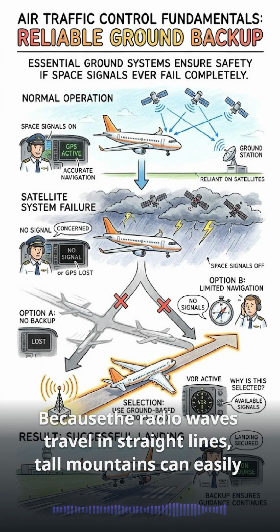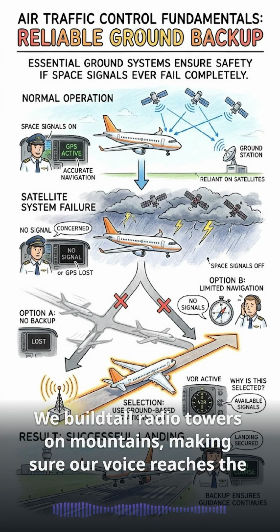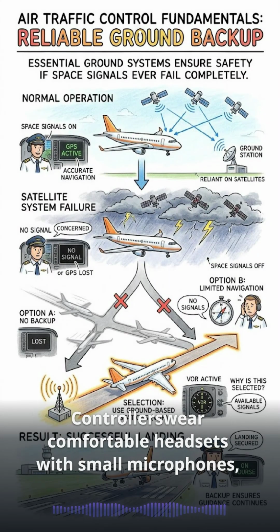Because radio waves travel in straight lines, tall mountains can easily block our clear radio signals. We build tall radio towers on mountains, making sure our voice reaches the airplanes flying far away. Controllers wear comfortable headsets with small microphones, keeping their hands completely free to type on the computer.